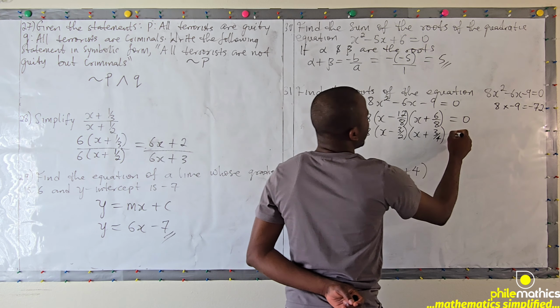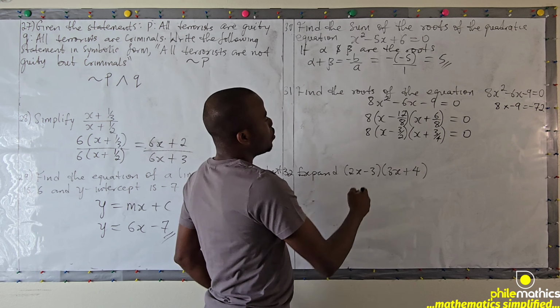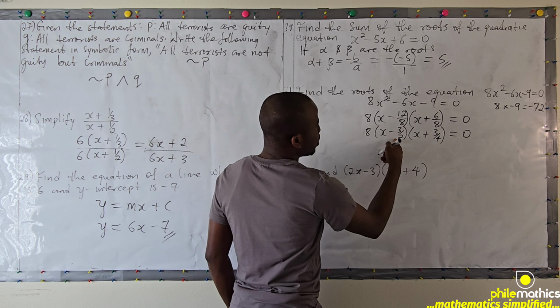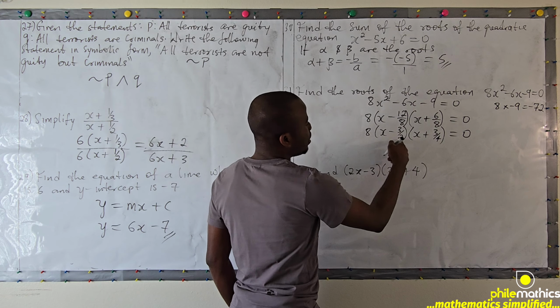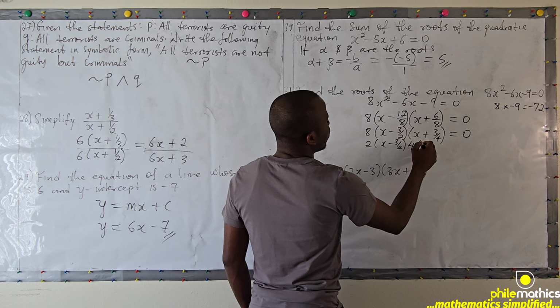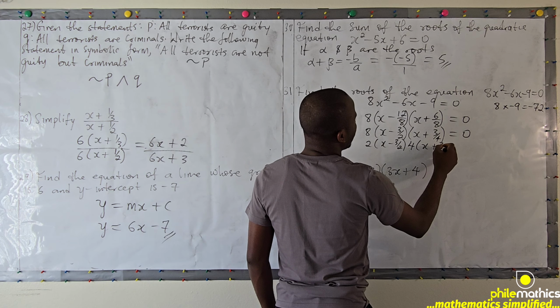So equals 0. So I can split this 8 into 2 times 4 such that the 2 will multiply this and the 4 will multiply this. 2x minus 3 over 2 and 4x plus 3 over 4 equals 0. If I multiply this, I'll have 2x minus 3. I multiply this, I'll have 4x plus 3.